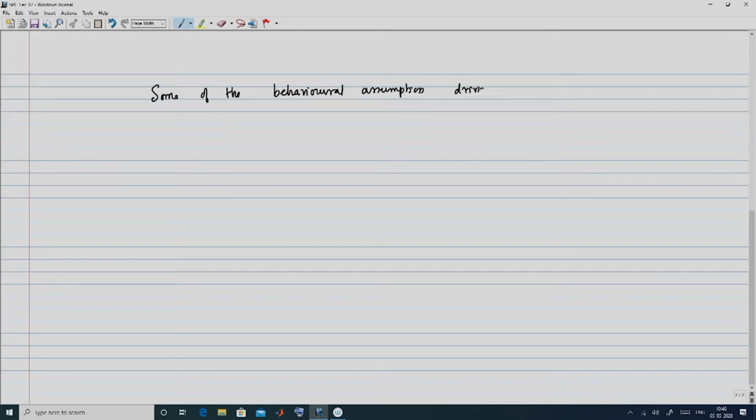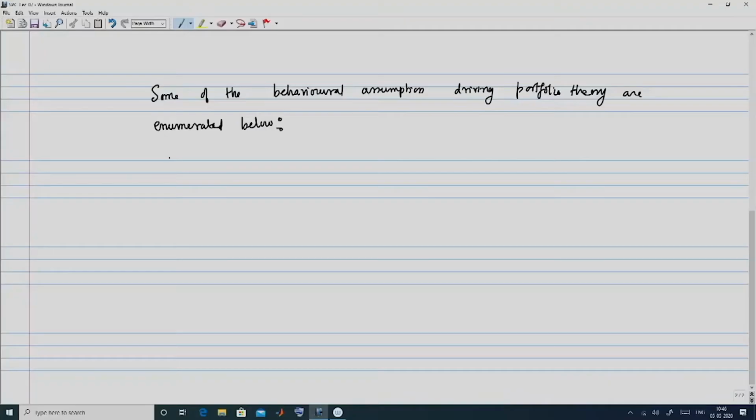And these behavioral assumptions are the ones which drive the portfolio theory, and these are enumerated below. So, by behavioral assumption, I basically mean what is the thought process that goes on in the minds of a rational investor while deciding on how to make an appropriate choice of the portfolio. So, accordingly, let me enumerate all of them.